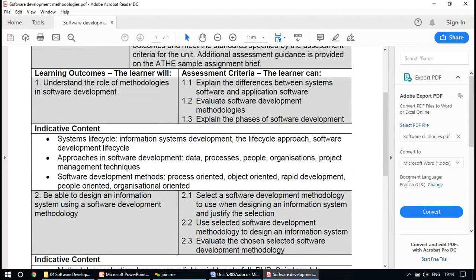So in the same way, by looking at the indicative content and learning outcomes, LO1 is asking you to explore everything. And then in Activity 2 and LO2, you are being asked to choose one of the methodologies, use it, and give advantages and disadvantages. Then you are done. Okay.